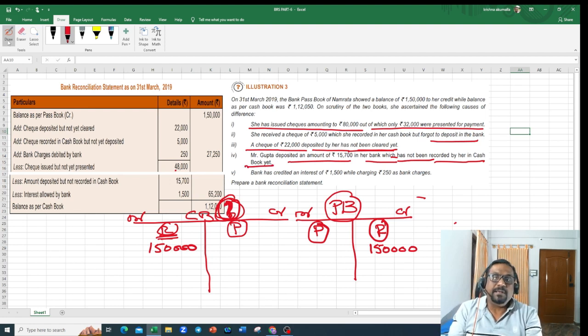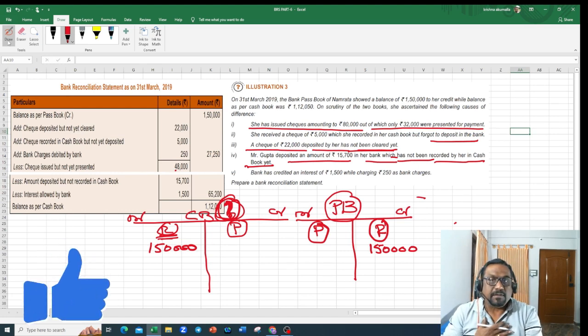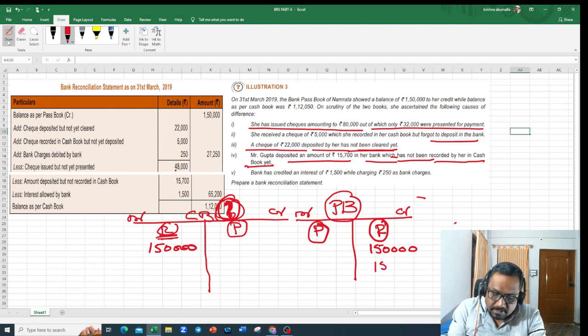So one person by name Gupta went and directly deposited in the bank. So that is our receipt, right? So the banker would have recorded that on the receipt side. Why is that recorded on the receipt side by the banker? That is the receipt for us. So the banker will record that as a receipt on behalf of us. So he recorded it on the receipt side. Clear? But we have not recorded. That is what they said. It has not been recorded in the cash book.